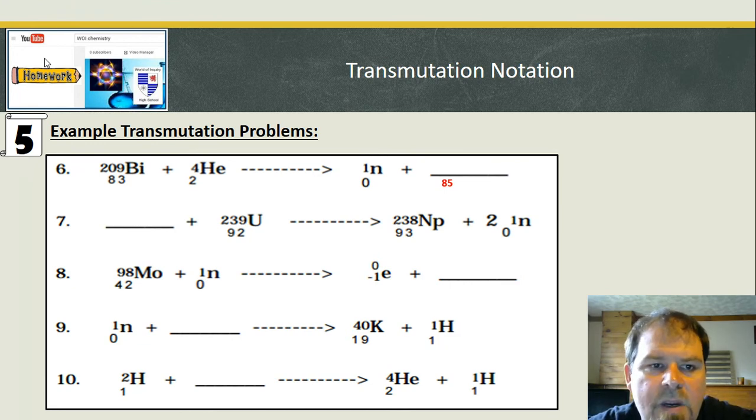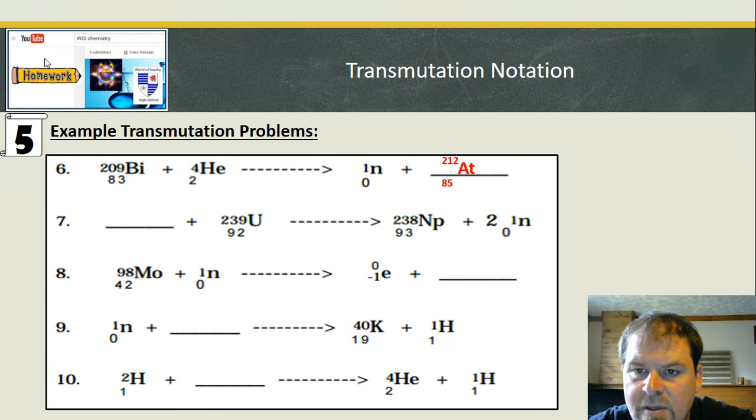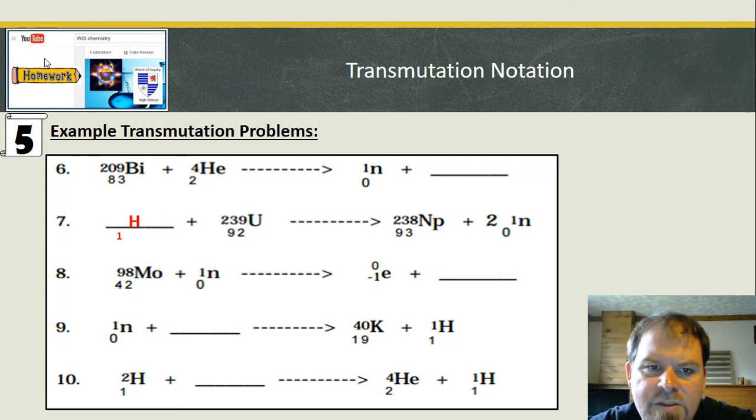85, right? 83 plus 2 is 85. That is AT. Then I have 209 plus 4, which is 213 minus 1, which is 212. Bam. So I just did that fast right in my head. Here we go. I got 93 plus 0 is 93. Minus 92 gives me a 1. Okay. 1 is hydrogen. And then I have 238 plus 2 times 1. So that's 238 plus 2, which is 240, minus 239 is 1.